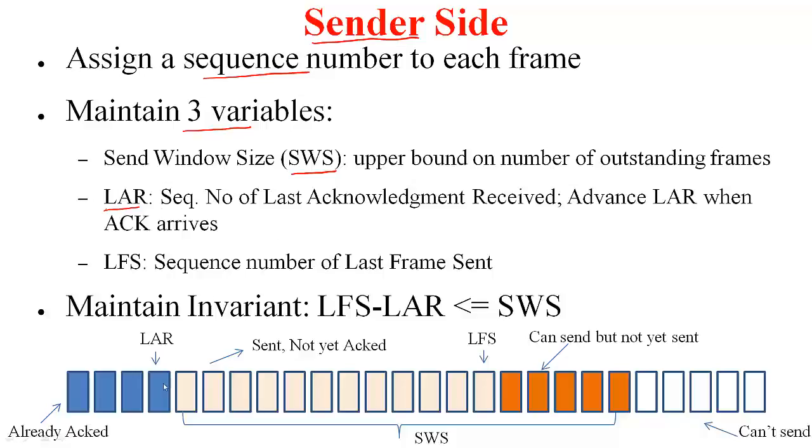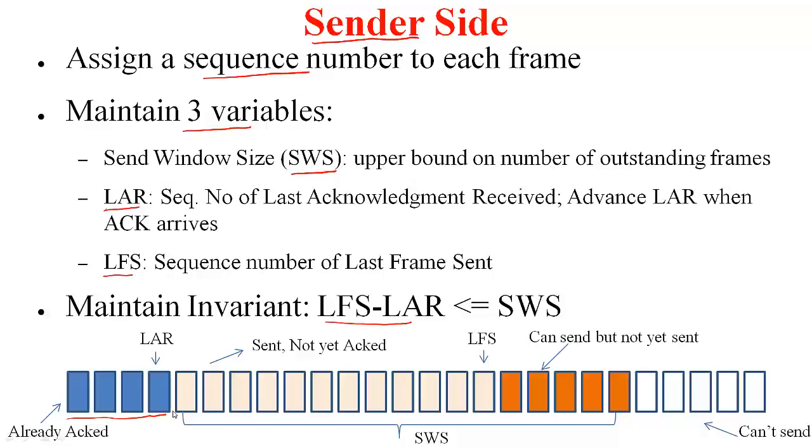LAR stands for sequence number of last acknowledgement received. As you can see here in the figure, all these packets have already been acknowledged, and LAR captures the sequence number of the last such acknowledgement received. Now as ACKs keep coming, you start moving this LAR. LFS stands for sequence number of last frame sent. So I have sent this frame, and this is the sequence number of the last frame sent. What sliding window protocols specify is that the difference between LFS and LAR should always be less than or equal to SWS, which is your window size.